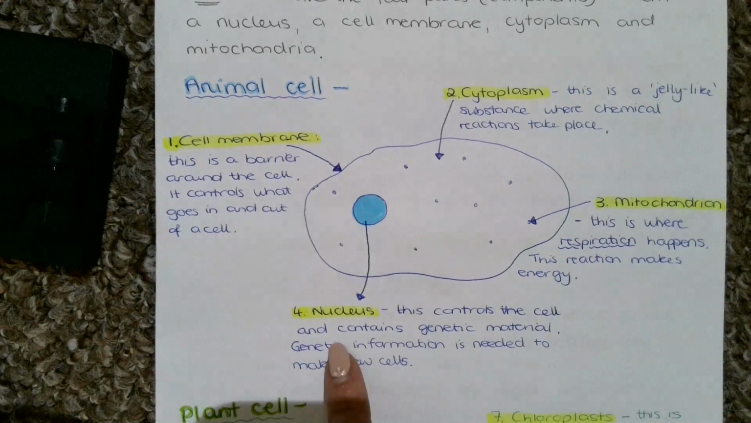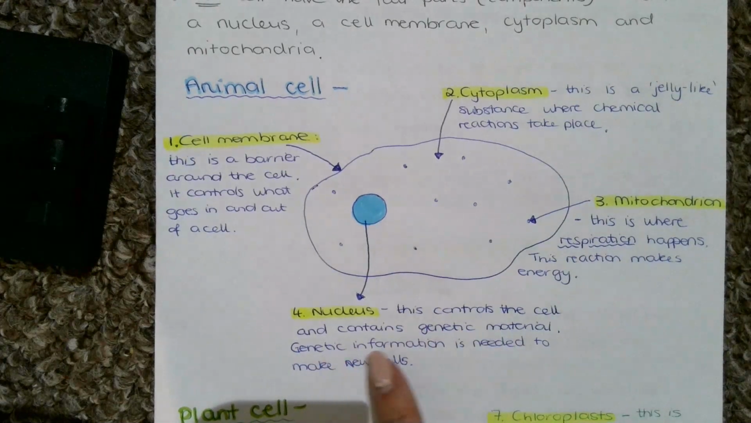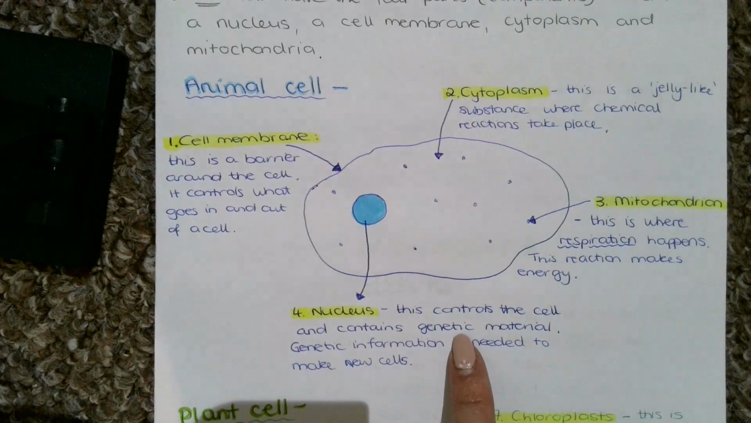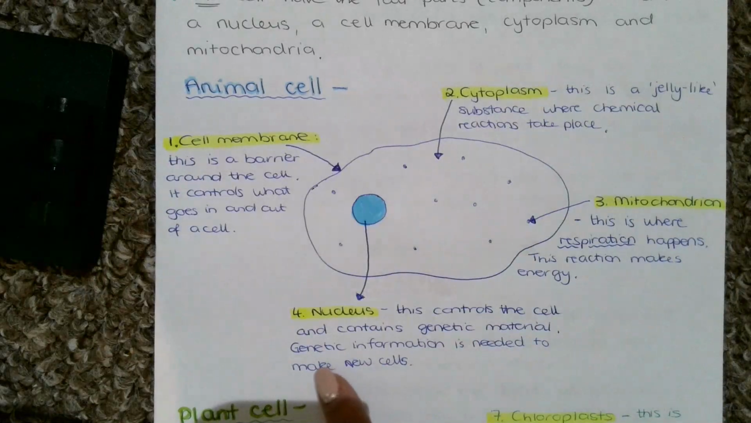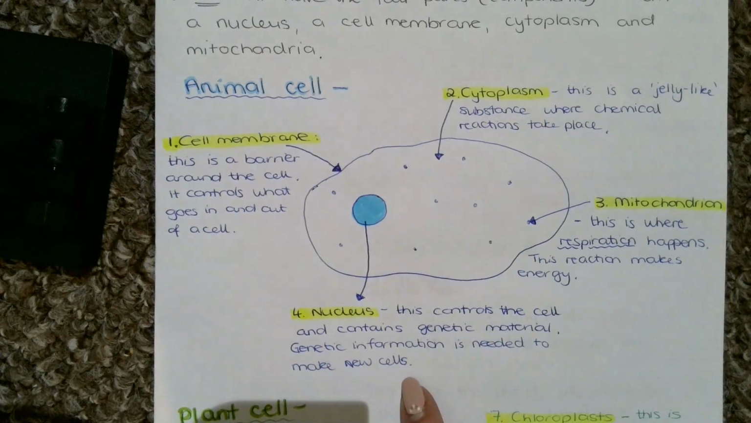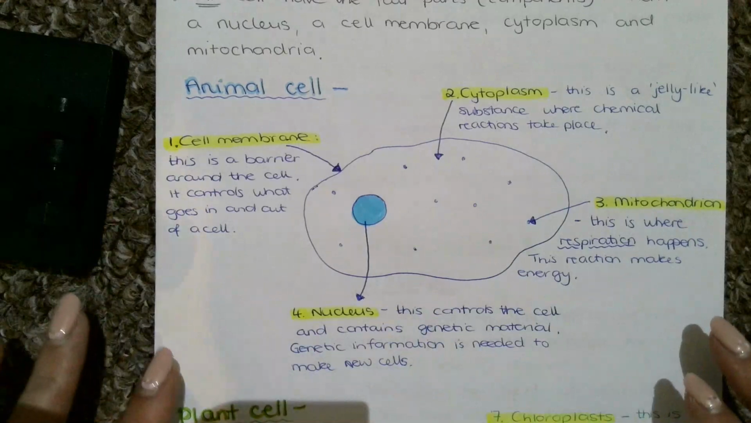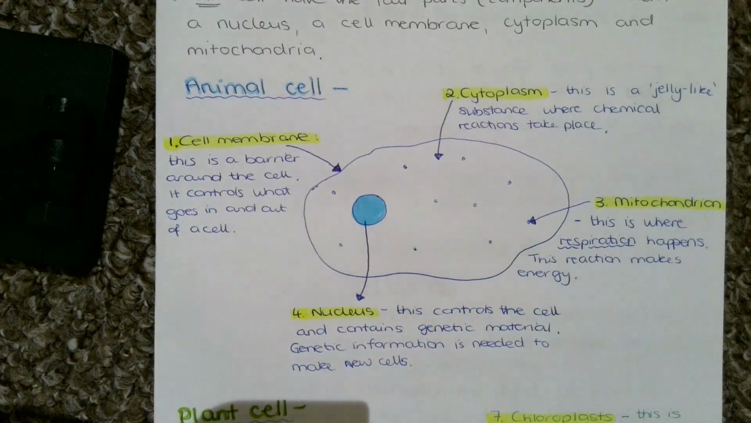And then finally the nucleus. This controls the cell and contains the genetic material, so it contains the instructions for the cell. It has genetic information needed to make new cells. So all cells have these 4 parts. And there are some exceptions, but generally they all have these 4 parts.